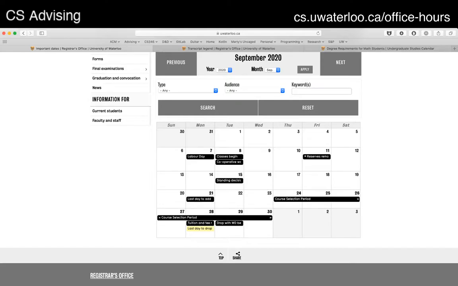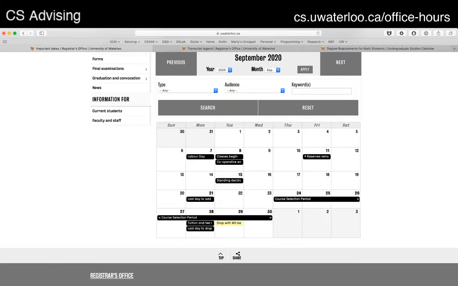In particular, pay attention to that tuition refund date, because the next day, if you decide to drop a course on the 29th or later, you will not get 100% of your tuition back. You will get, at most, 50%. So the next day I want you to be aware of is the 29th. This is flagged in the calendar as drop with WD date. And this is on September 29th.